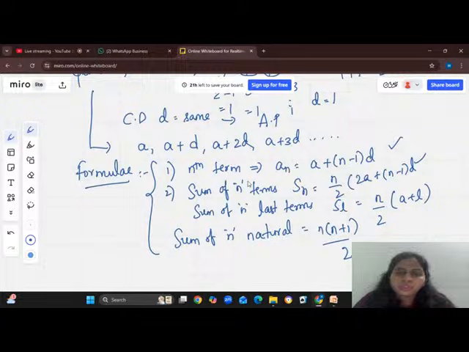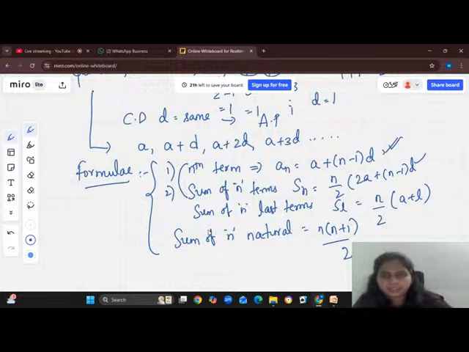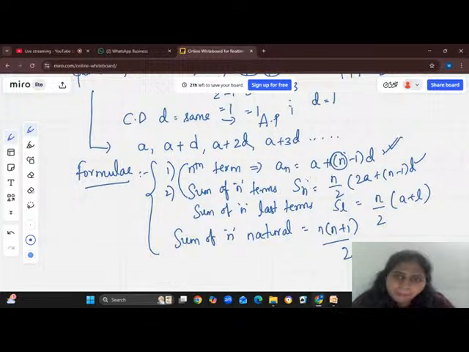Okay, so the questions they may ask: the nth term, for sure. They might combine the nth term and the sum of n terms. Sometimes they don't give you n, they give you some clue, and you have to find out n, and then they ask you to find the sum of n terms. Sometimes they give you the sum of n terms and they don't give you an. You have to find out an.